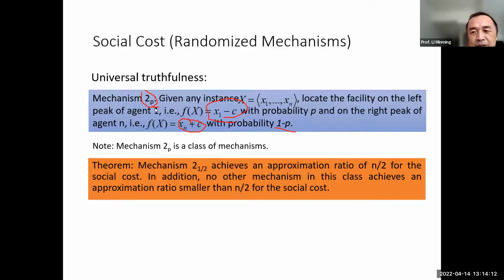Thank you. So let's continue. Just now we said universal truthfulness is a very strong requirement. That's why the approximation ratio that can be achieved usually will not be that good. For this specific mechanism, we showed that it's an n/2 approximation, which is very bad, because n is the number of agents. But at the same time, we show that no other mechanism can do better than n/2. So basically, it's also tight.